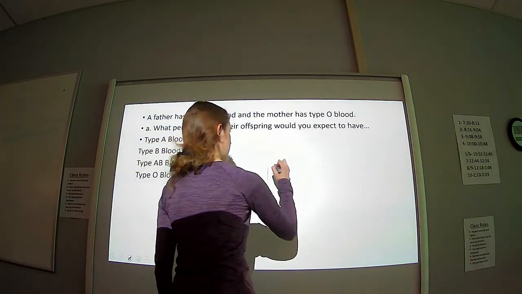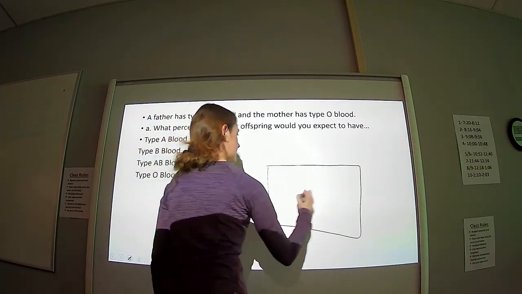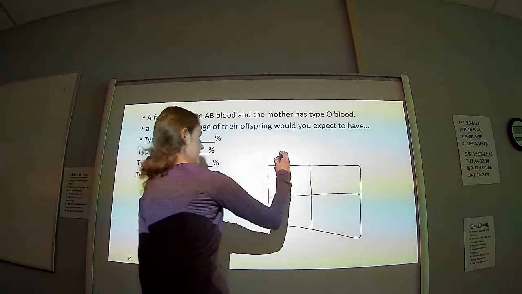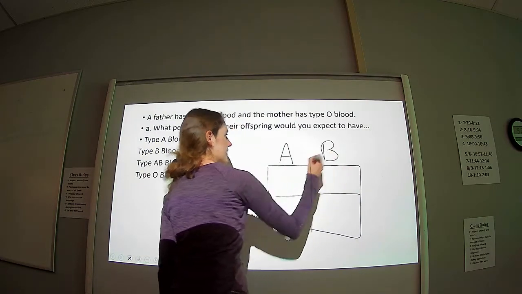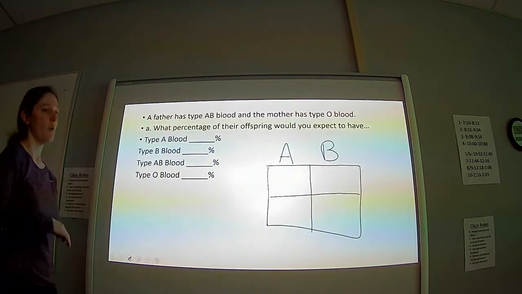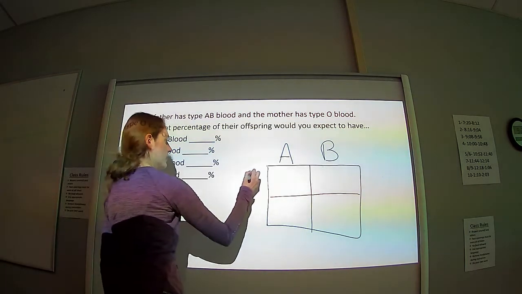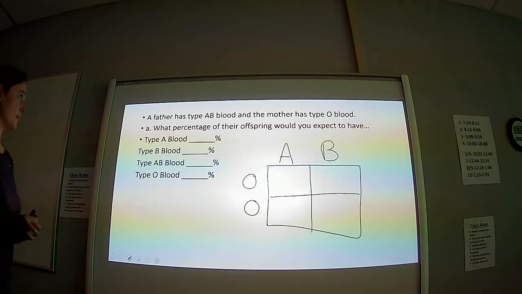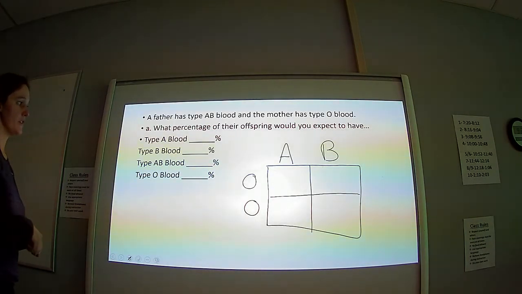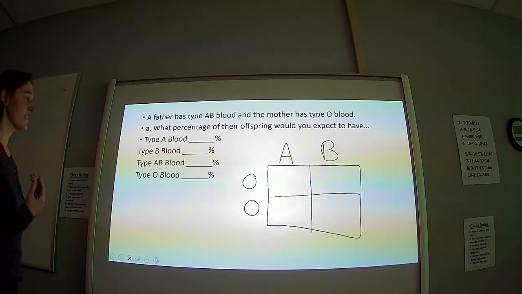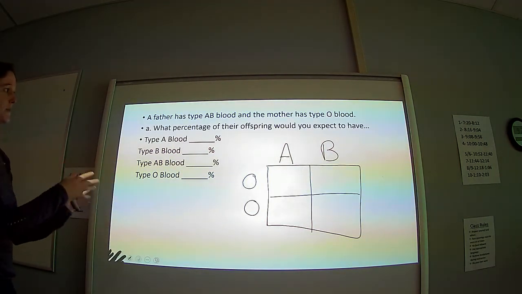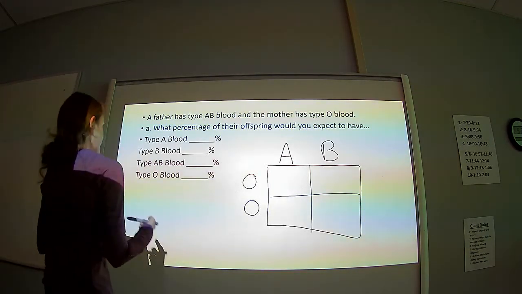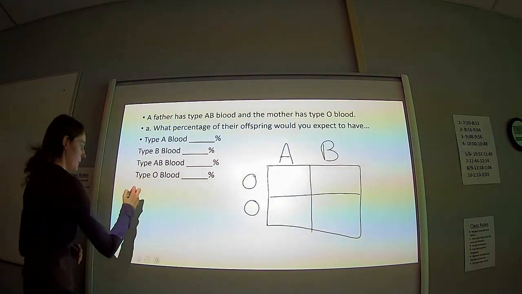So if I do my Punnett square, father is AB. Easy enough. Got an A here and a B. Mother is type O. The only way you can get O is if you have two O's. Otherwise, the A or the B would have been dominant. Now, sometimes whenever you do blood typing, you will see it expressed with the letter I. I prefer to do it this way because it's easier for me to see what's going on, but I know about the I.